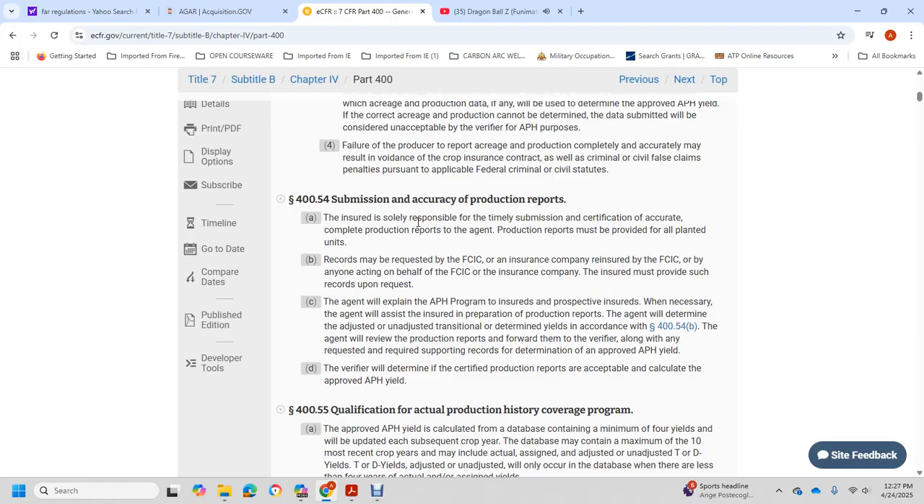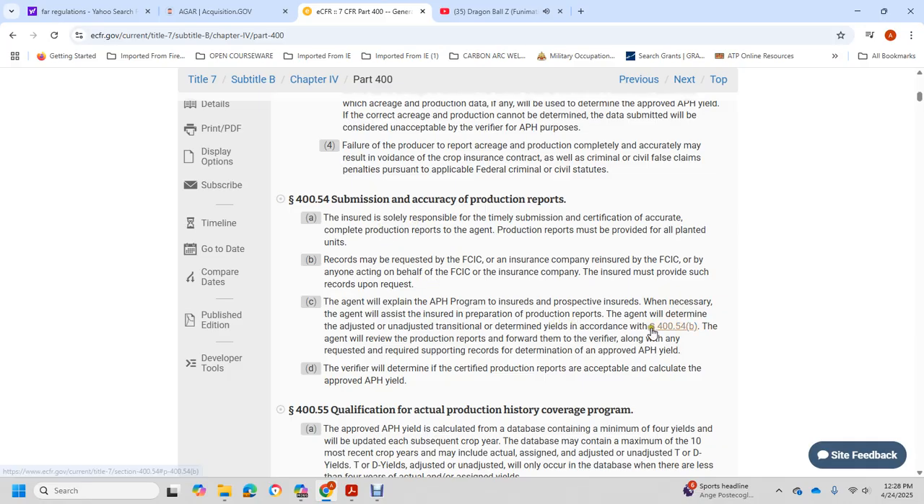The records must be provided upon request. The agent explains the actual production history program to the insureds and will assist the insured with the preparation of the production report. The agent will determine the adjusted and unadjusted transitional yields in accordance with Section 454B. The agent will review the production report with the insured before submission to the verifier, along with any requests or requirements of explaining.